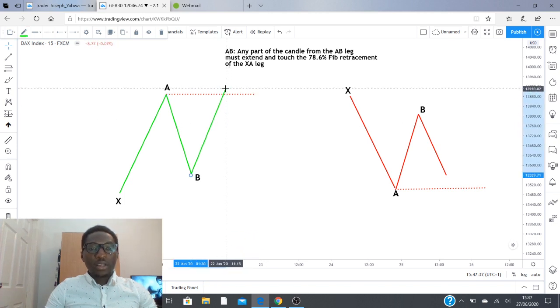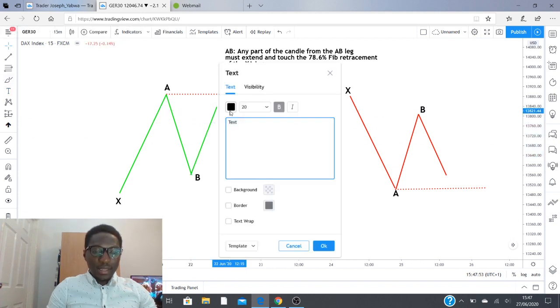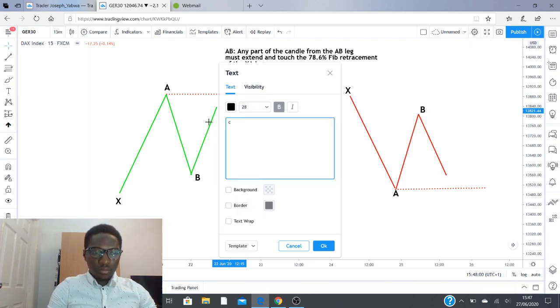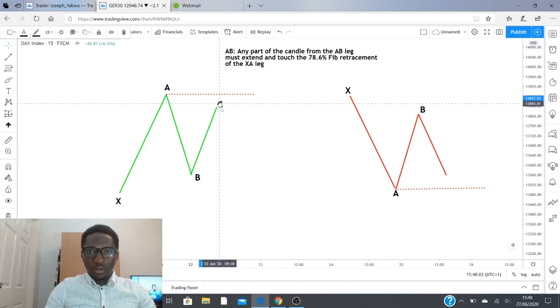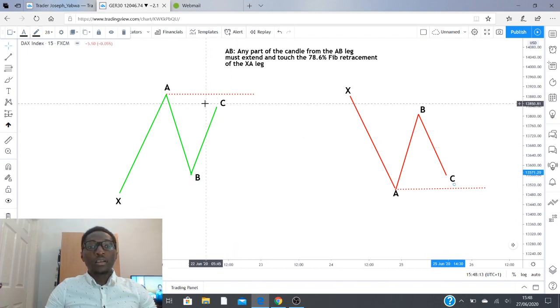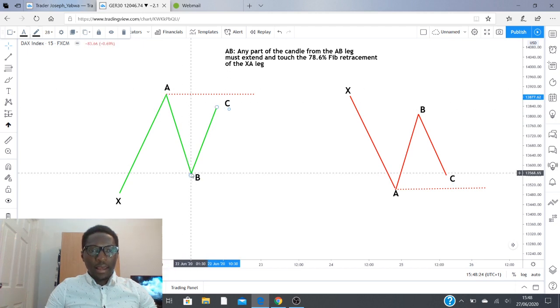So if you're looking at an advanced pattern to do with the Gartley pattern, the bat pattern, or the butterfly pattern, you cannot have the BC leg going beyond A. It can't. And in case of a butterfly pattern, this is the rule for the BC leg. Let me just put that C down and also put it here as well. So any part of the candle from the BC leg of an advanced pattern must extend and touch the 886 retracement of the AB leg.